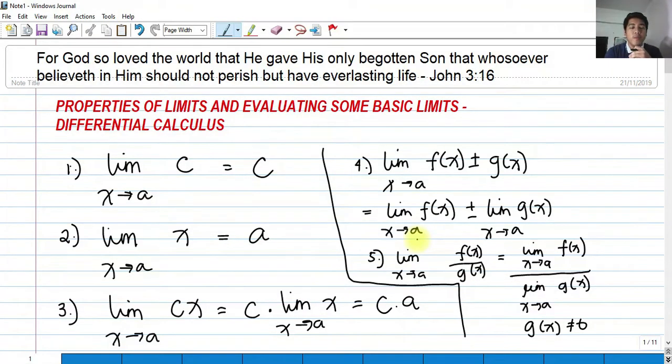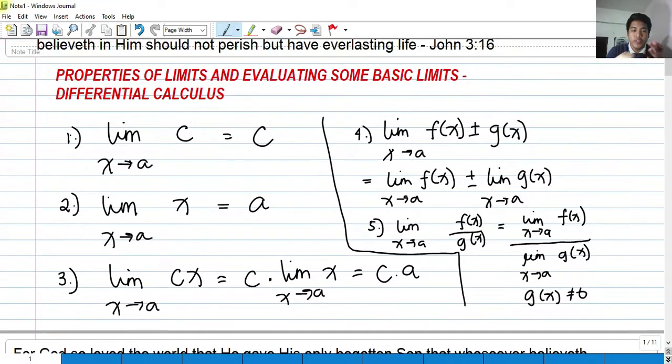Hi, so for today we're going to talk about the properties of limits and evaluating some basic limits. This is a part of our study all about differential calculus. So let's get started. We have some properties here. We have 7 properties that we're going to discuss.